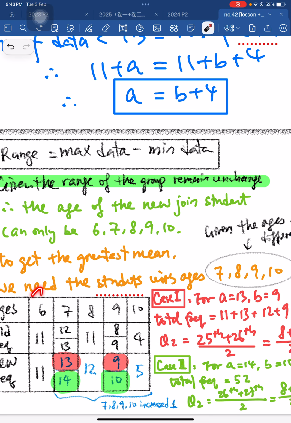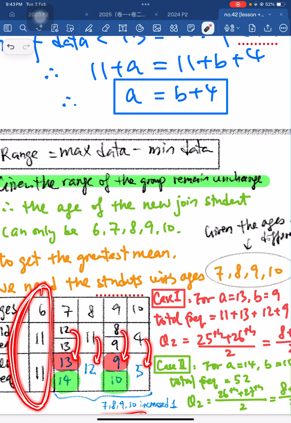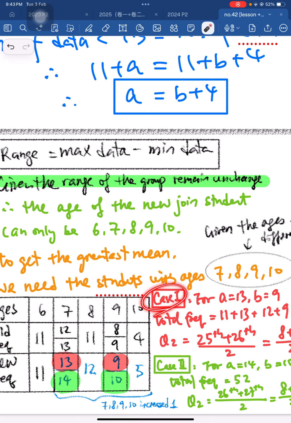So for example, the number of students aged 6 doesn't change, but the 7 changed from 12 to 13, 11 changed to 12, 8 changed to 9, 4 changed to 5. So the frequency of the ages 7, 8, 9, 10 is increased by 1. Then for the red part, we can consider the first case, which means that A is equal to 13 and B is equal to 9.